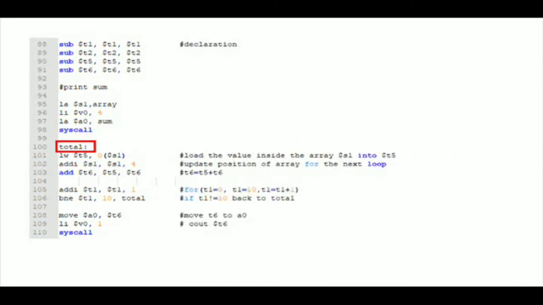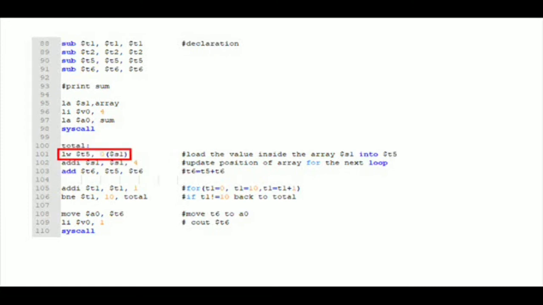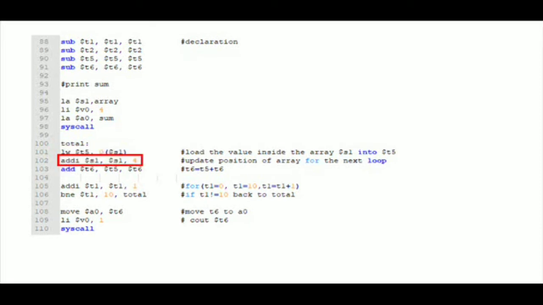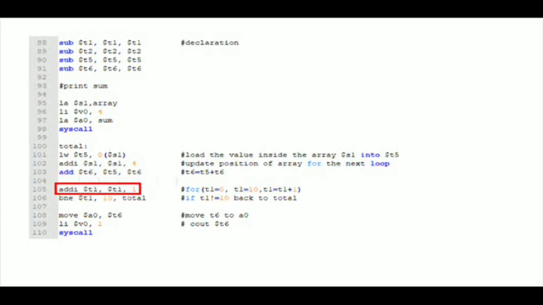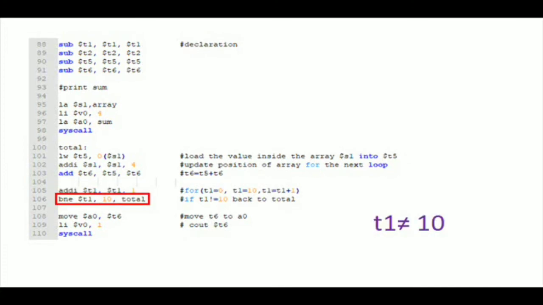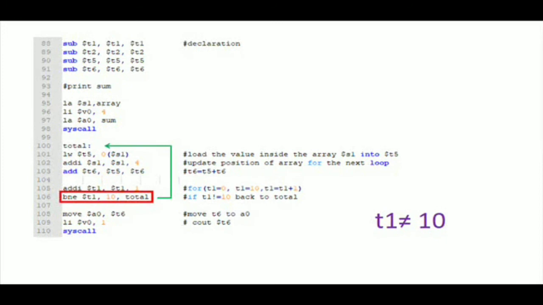Here we will calculate the total sum of all input numbers. In this line, load the value inside the array $S1 into $T5. This one updates the position of the array for the next loop. This means T6 equals T5 plus T6. We store the summation value into T6. This line repeatedly adds the value from the array into T6. This one means T1 equals 0, T1 equals 10, T1 equals T1 plus 1. If T1 is not equal to 10, the program will go back to total and continue to loop.